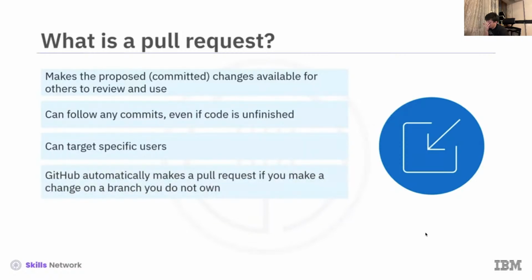Note that GitHub automatically makes a pull request on your behalf if you make a change on a branch that you do not own. Since the log files are immutable, it is always possible to find the person who approved the merge of the change.